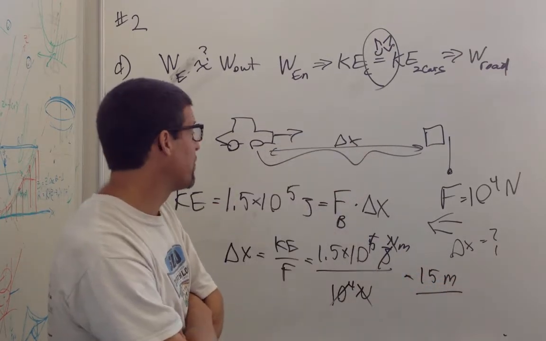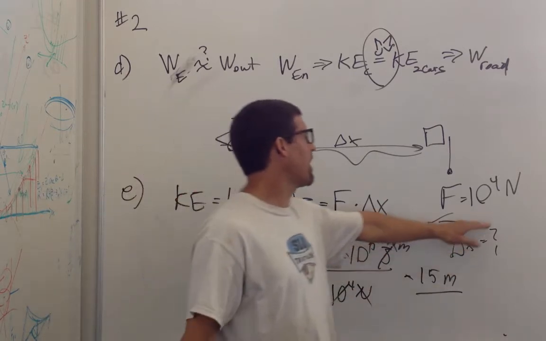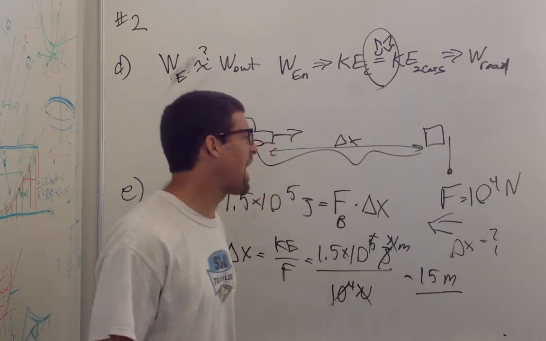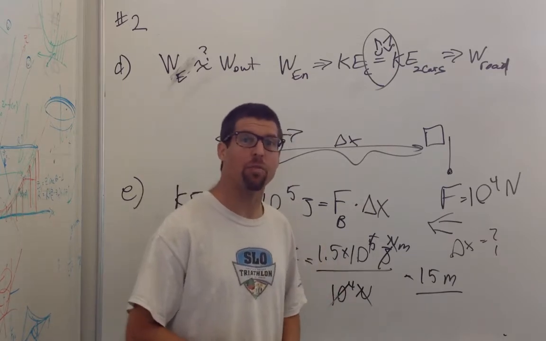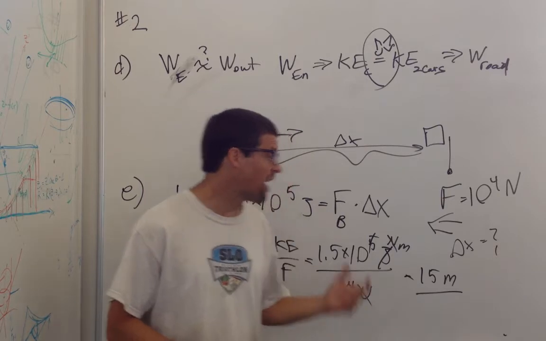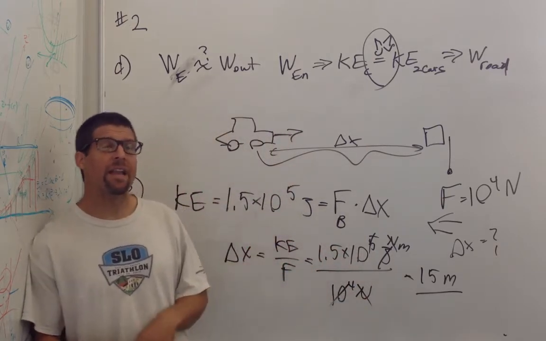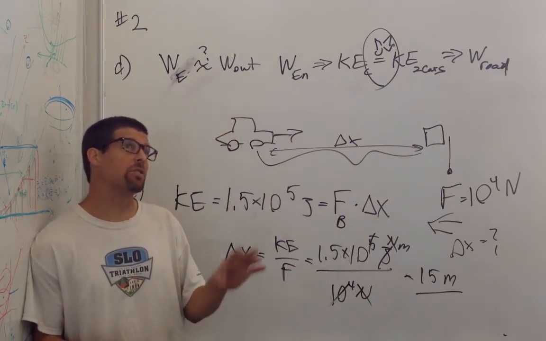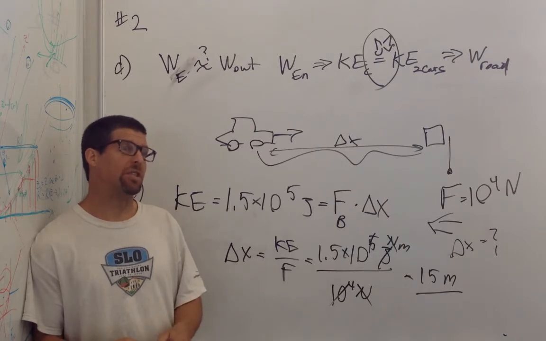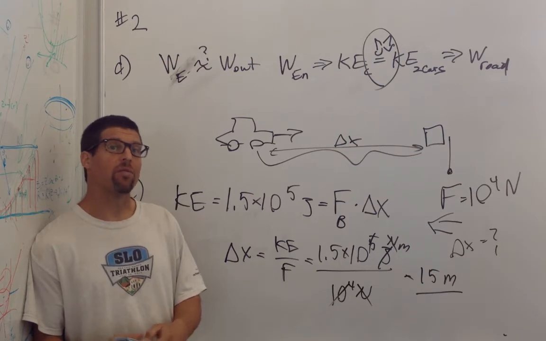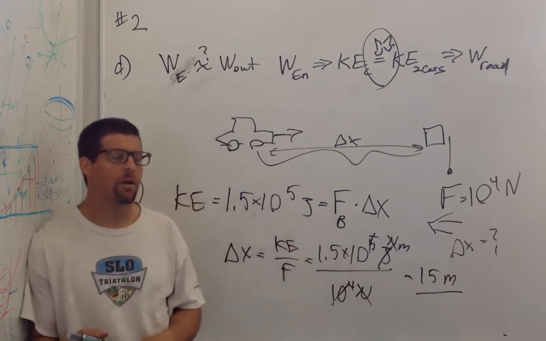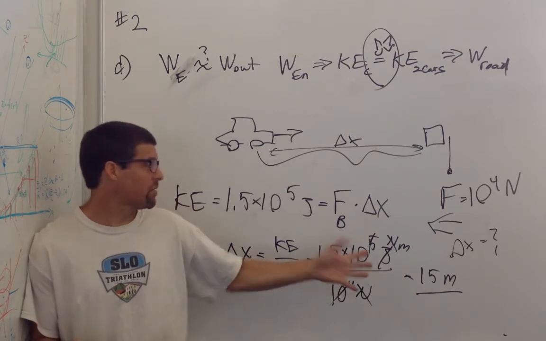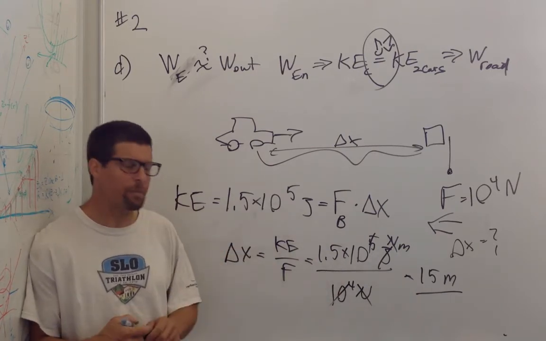We can check this with acceleration. With 10 to the 4th newtons and 3,000 kilograms, my acceleration would be about 3 meters per second squared. If I started with 10 meters per second, and every second I slowed 3 meters per second, it would take me about 3 seconds to slow down. And so 3 seconds times my average speed, which started at 10, finished at 0, that's 5 meters per second. So my average speed is 5 meters per second times 3 seconds: 15 meters. I like it.